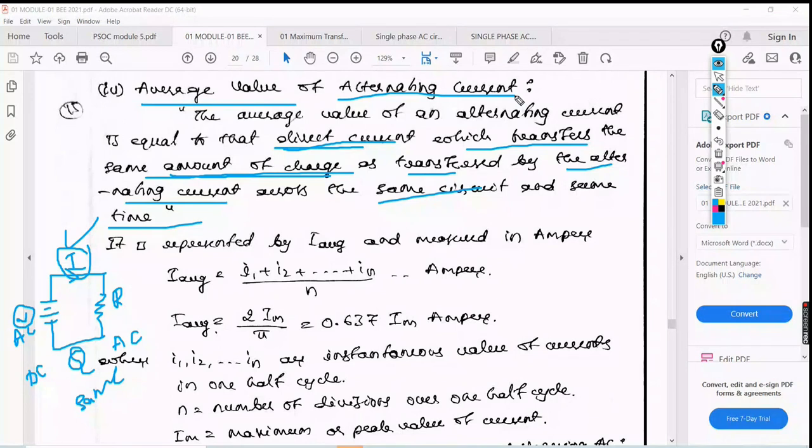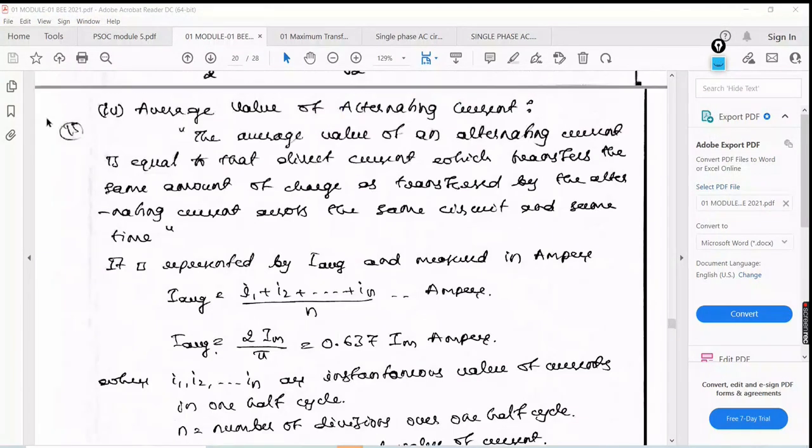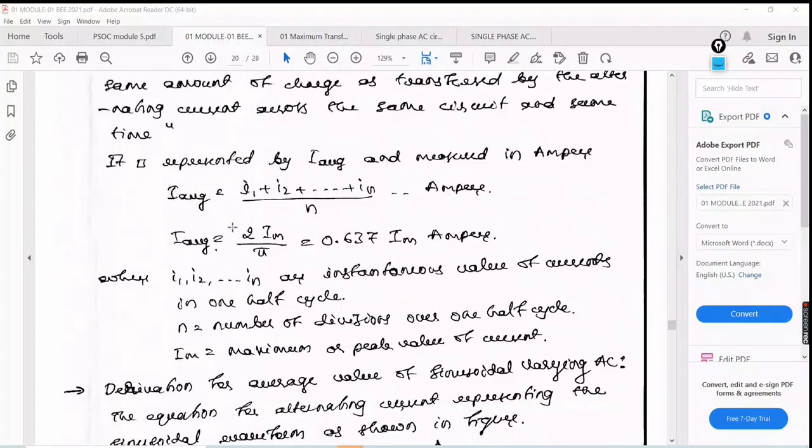Already you know how to represent the average value. Here I1, I2, up to IN: I1 plus I2 plus up to IN divided by N gives the average value of the current. That can be represented by 2Im divided by pi, which is equal to 0.637 into Im ampere. Remember these equations, because they are also asked in the examination. From the definition point of view, write the definition along with these equations.